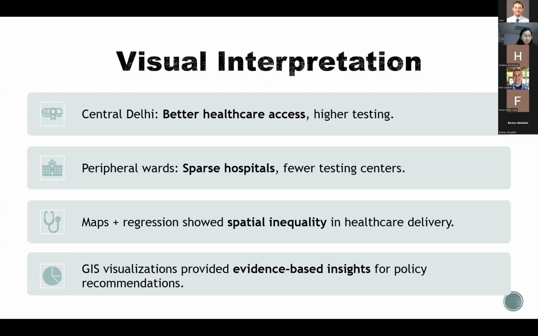Then I'm going to go with the visual interpretation. I usually combined all the spatial and statistical outputs for interpretation. I used ArcGIS Pro, where I created the maps showing where the infections are high. And using Excel, I built the regression model and bar chart of the trends over time. These visuals help interpret how geography, population density, testing and healthcare access combine to shape Delhi's COVID-19 outcomes.